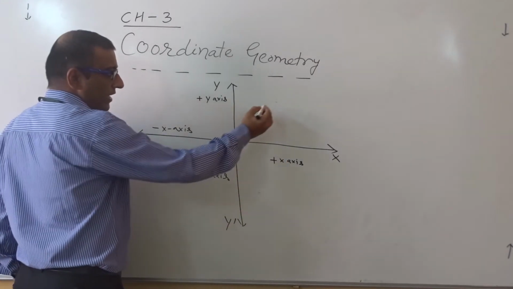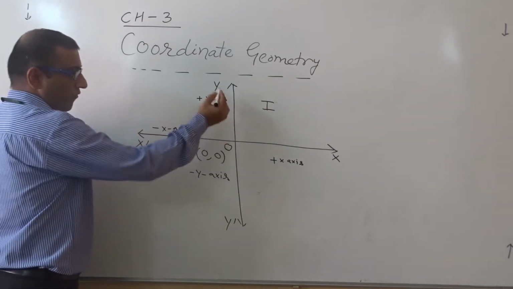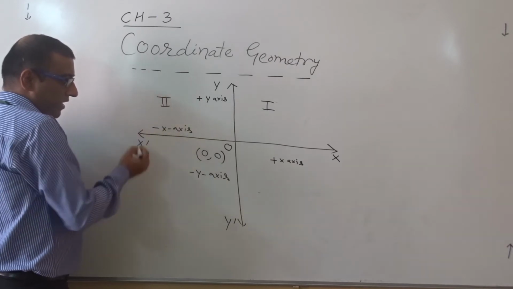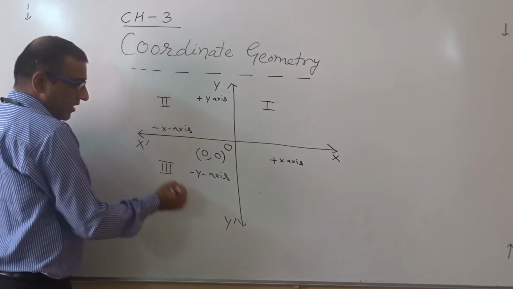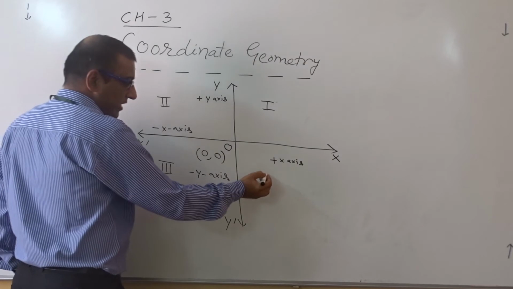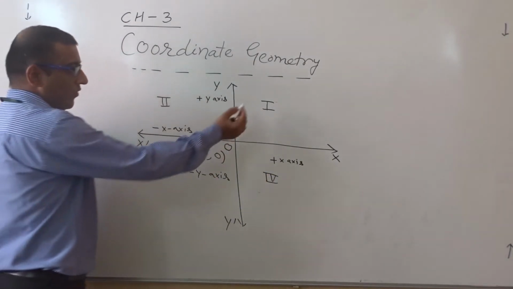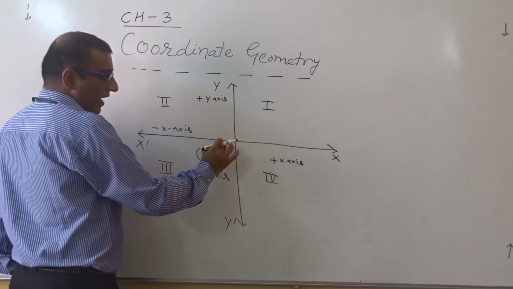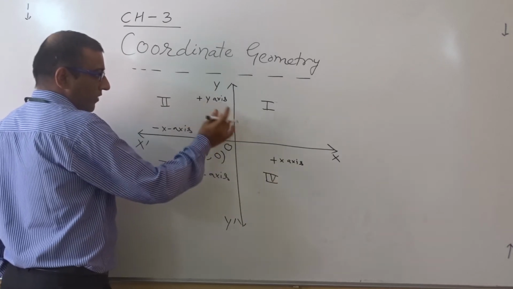Here, XOY is related with the first quadrant. YOX' is related with the second quadrant. X'OY' is related with the third quadrant. And Y'OX, or you can say XOY', is related with the fourth quadrant. As you see, the first quadrant is related with OX and OY, and both OX and OY are related with the plus x axis and plus y axis.